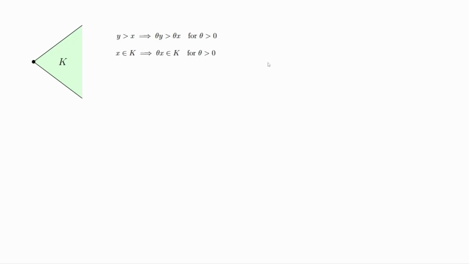Therefore, our set K must have the property such that if x is in the set, then some positive multiple of that value or vector must also be in that set for positive scalars. But recall that a cone is exactly this definition. Thus, our set K must also be a cone.